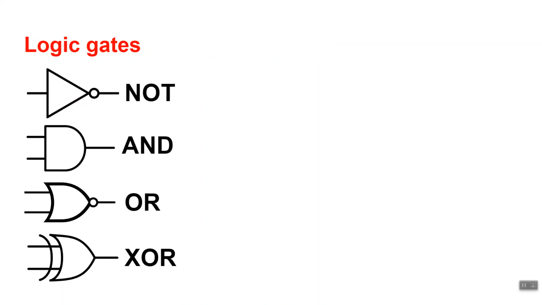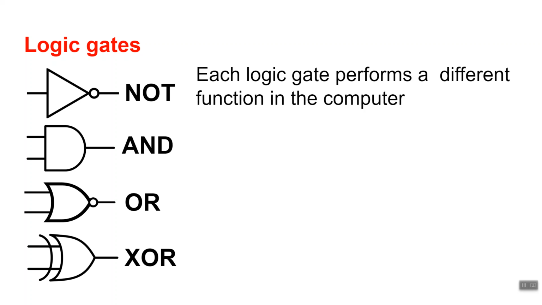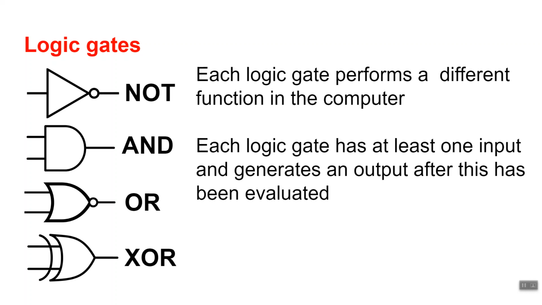So these are the gates that we need to look at as part of A-level computing. You'll hopefully remember 3 of these from your studies at GCSE, and you will have noticed that there is a 4th gate which you will not have looked at previously. Each of these logic gates performs a different function. They all have a different role, and each logic gate has at least one input coming into it, and all of them generate an output after the input has been evaluated.